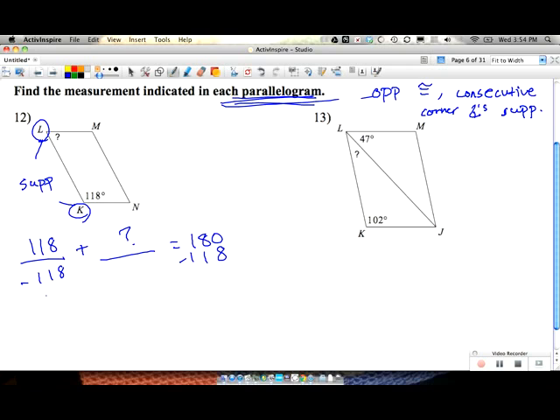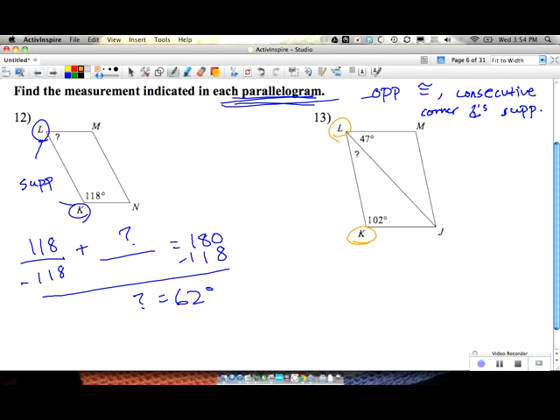Let's do this next one in a different color. How about orange? So number 13 here. Again, I have two angles, and it's even the same letters, L and K, and they're supplementary. That means that I have something plus something equals 180.